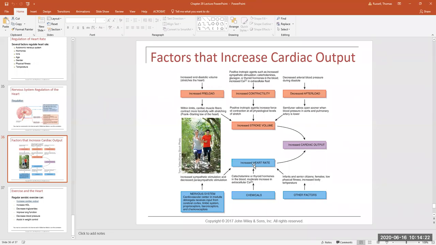Now we do have some chemicals that can affect heart rate other than just sympathetic stimulation or parasympathetic stimulation. And I know they don't have it here, but I'm going to show you one last chart before I field your questions.